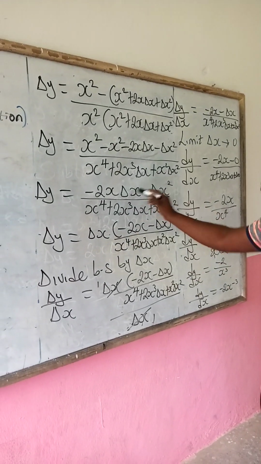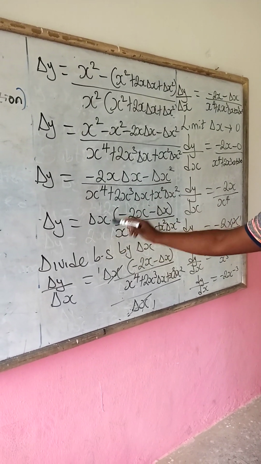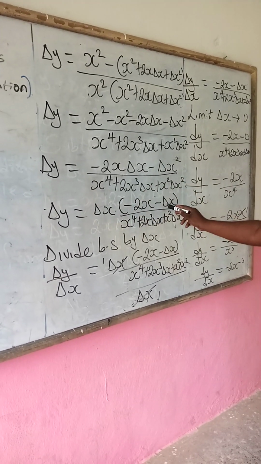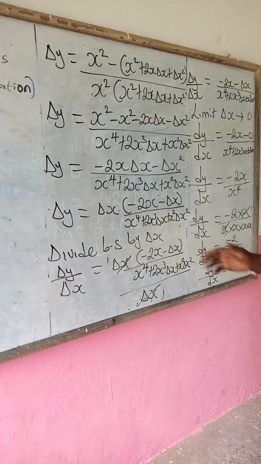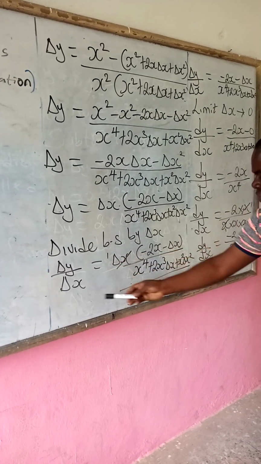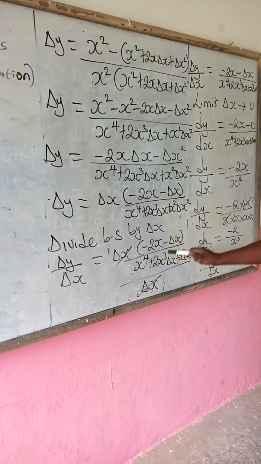If you observe, the changing x is common to them. Okay? That's why I brought it out. And if you bring it out, if this cancels this, you will be left with minus 2x, and if you cancel one of these, it's still going to remain 1. The next rule says divide both sides by changing x. Okay, which is what I've done. I'm dividing both sides by changing x. Okay, so this cancels this, so we are left with this.